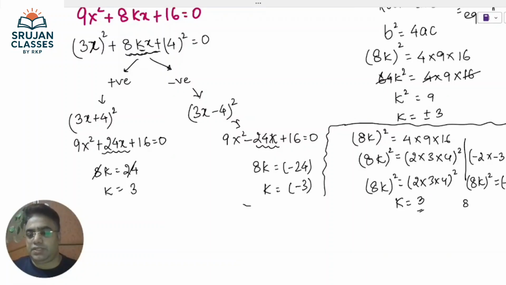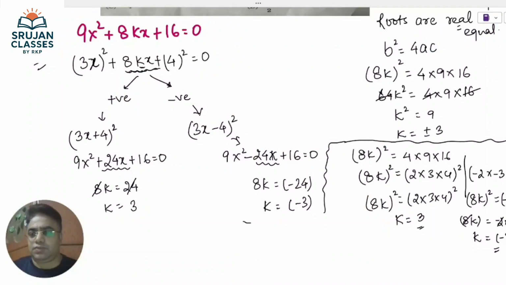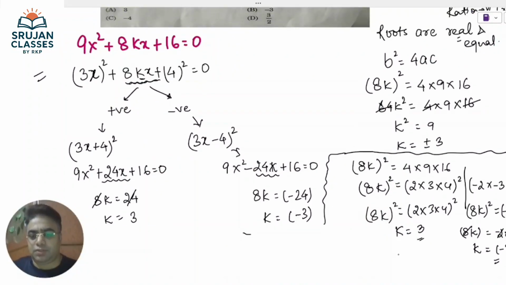Okay, so 8k becomes minus 2 into minus 3, whole square over here. I forgot to write minus 4. This minus 4 and minus 2 nullifies the 8, so 8 is equal to, so k is equal to minus 3. So over here, in this case 2, we saw that we got the value of k as both plus 3 and minus 3.